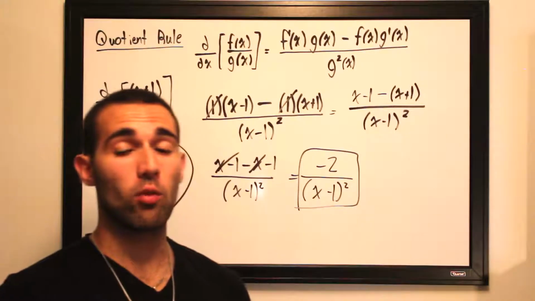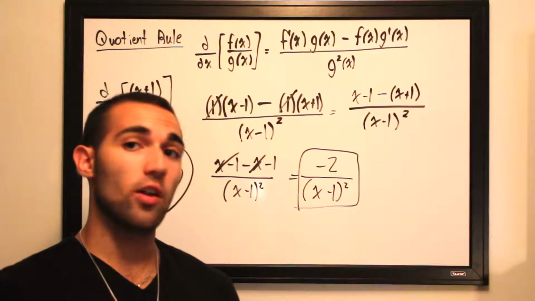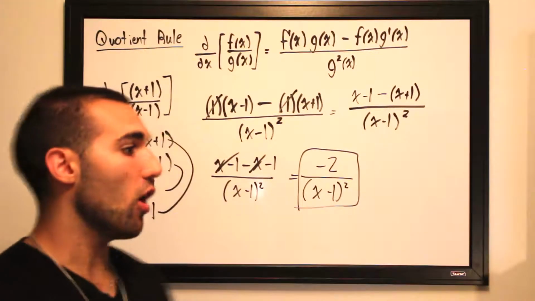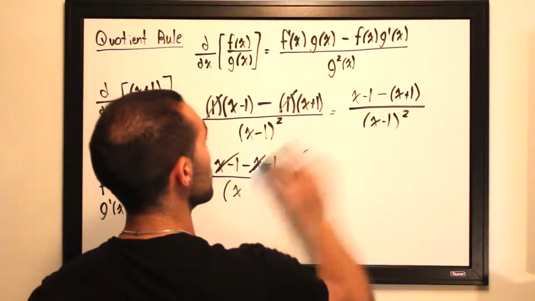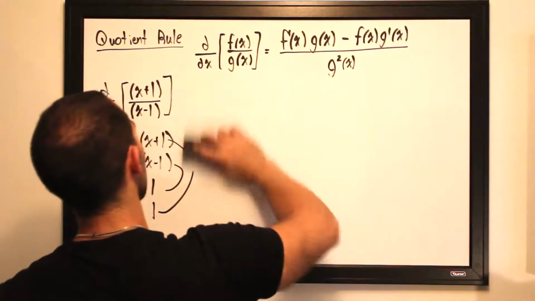Now the quotient rule can get really messy, so make sure to keep everything in order and well organized. Otherwise you may get lost and you'll have a lot of difficulty picking up where it is that you left off. So I'm going to leave the quotient rule up there because it's not as easily memorized as the product rule most of the time.